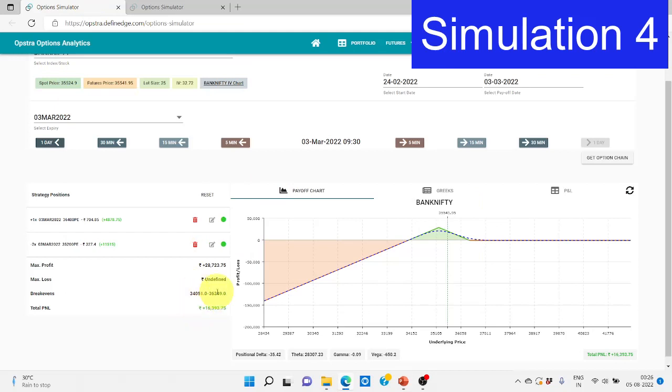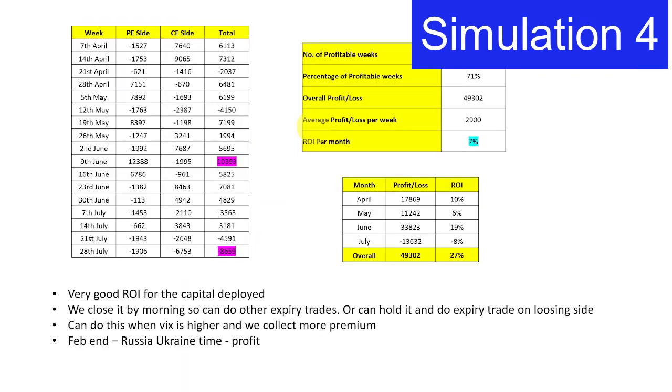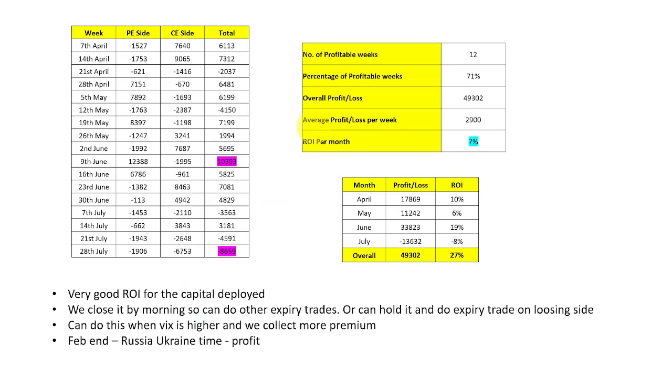So you can see the range was 2,300. So you have a very big buffer when VIX is higher. So you can use this trade when VIX is higher.